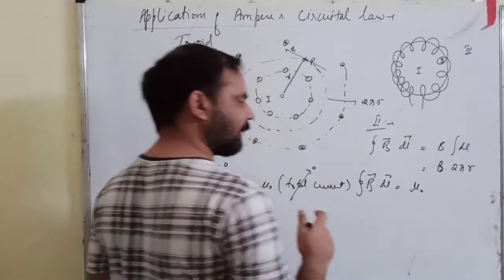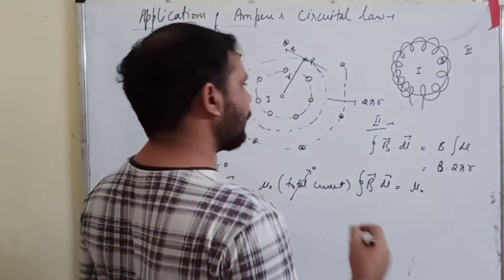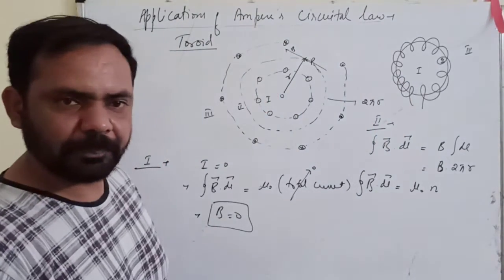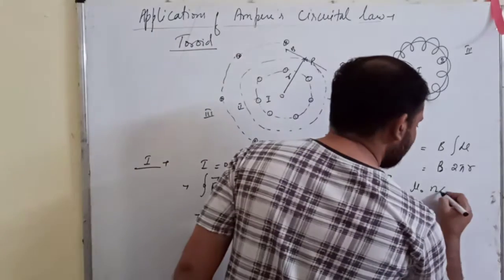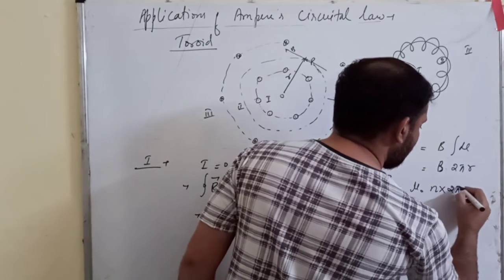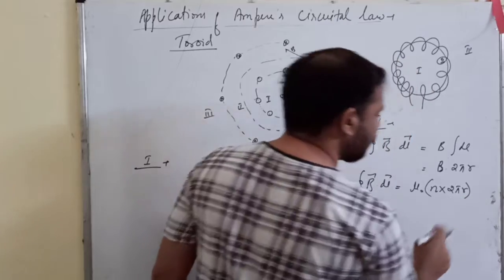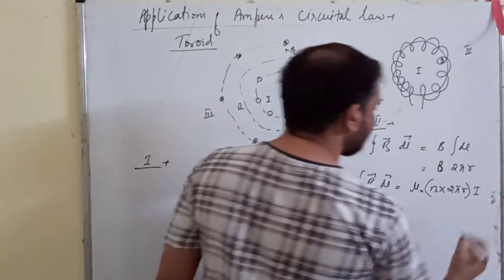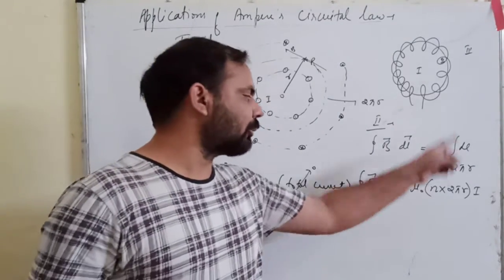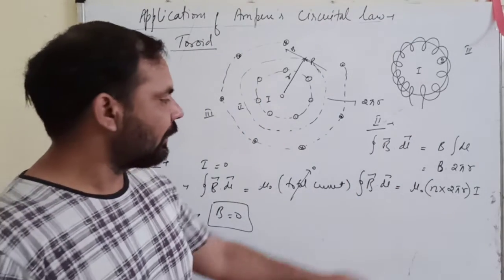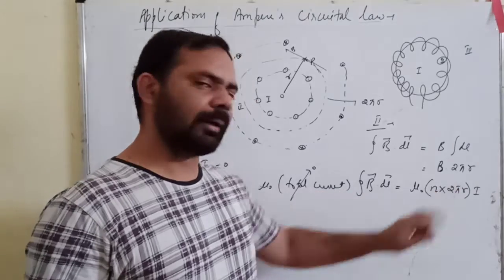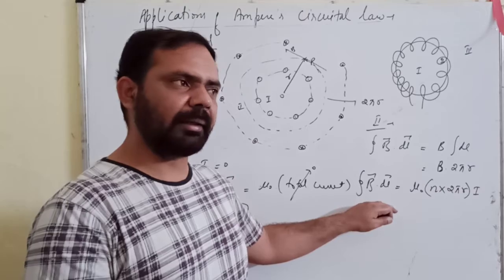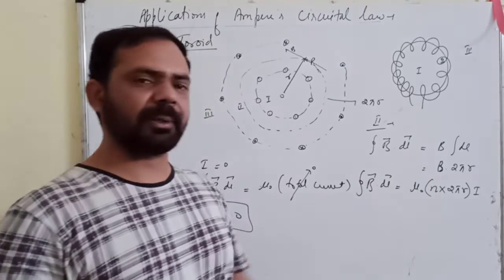The current coming out from these points is only crossing the loop. How much is that current? How will you find out the total current? Suppose n is the number of turns per unit length, and if I multiply this with the total length of the loop, that is 2 pi r, then this will be the total number of turns. And if at one point the current is I, the total current is n into 2 pi r into I. Okay, mu naught n 2 pi r I should be the expression for the line integral of the magnetic field according to Ampere's circuital law.